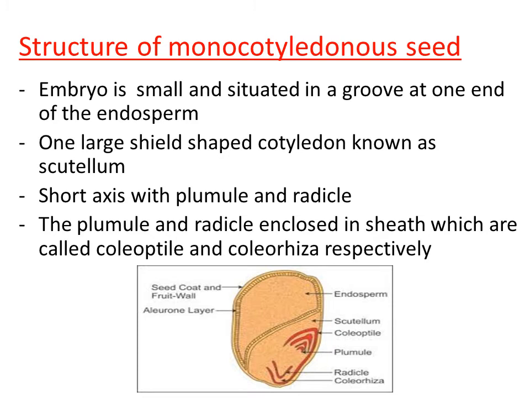So there is a protective sheath present in the embryo in order to cover the embryonal axis. So towards the plumule we can see the coleoptile, and towards the radicle we can see the coleorhiza. Understood? So this is about the complete structure of a monocotyledonous seed. Right?